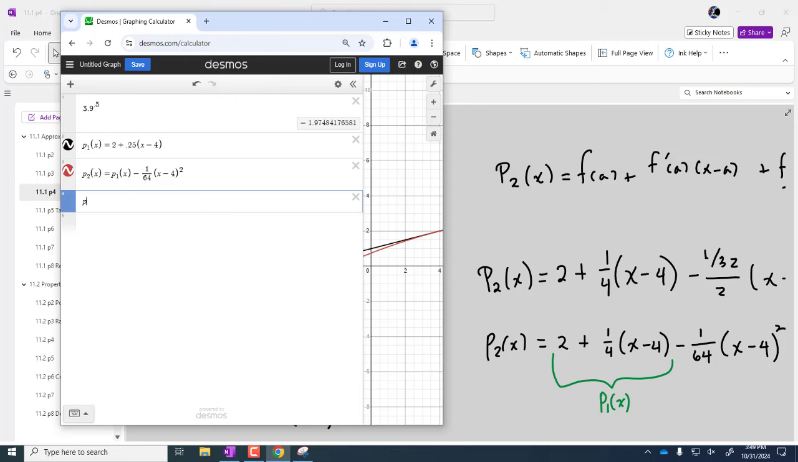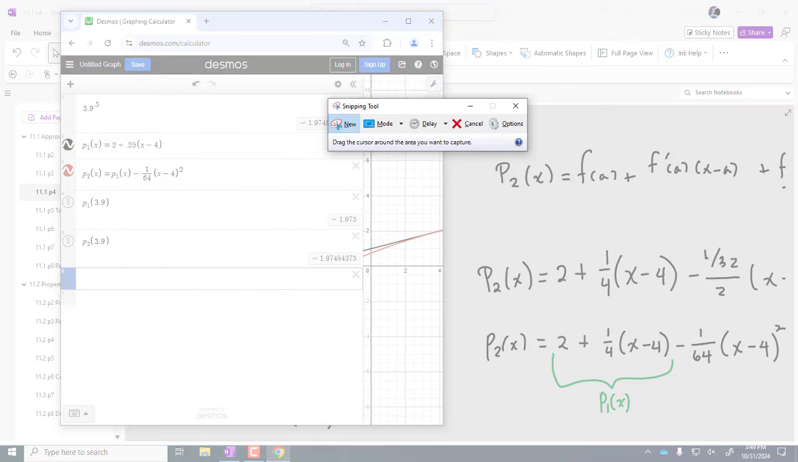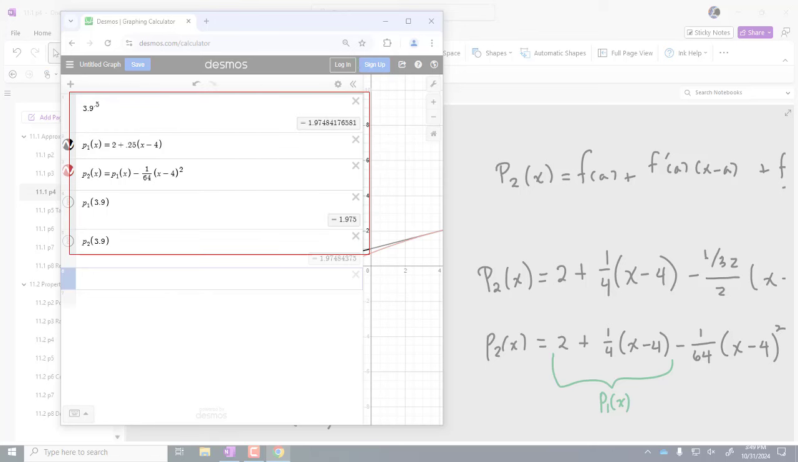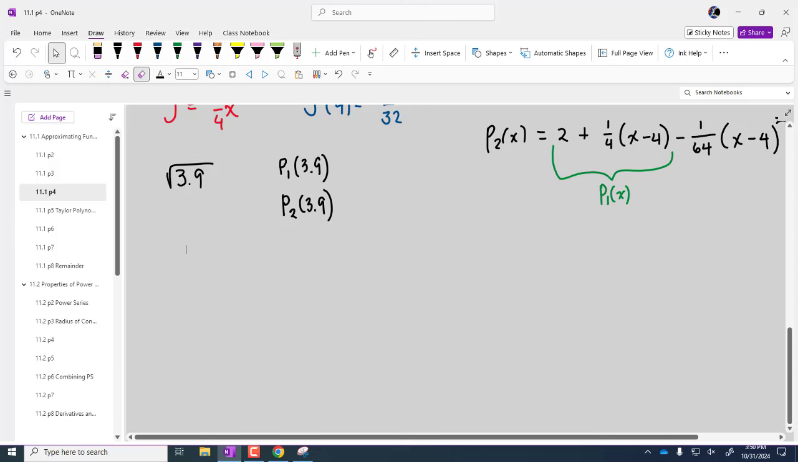3.9. So we're going to do P sub 1 of 3.9. We get that. And somebody do it on your calculator and confirm. Did you get those values? That's good. Somebody confirm. Yep, that's good. All right, so just paste that thing in here.